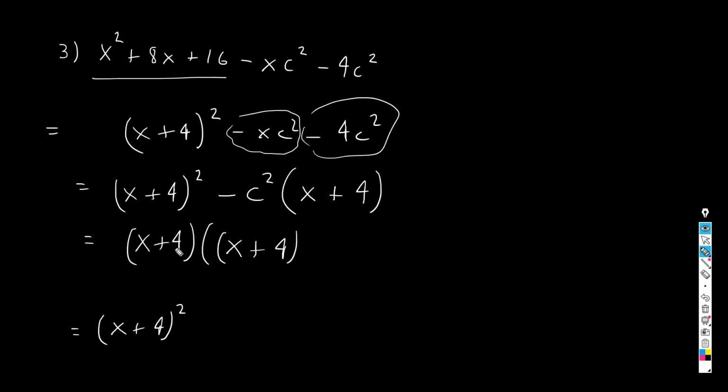When I multiply x plus 4 times x plus 4, I'm going to get x plus 4 to the square. And x plus 4 times what should give me all of this? Well, that's going to be minus c squared. X plus 4 times minus c squared will give me this part. And I'm done. If you notice, this is a full factorization.